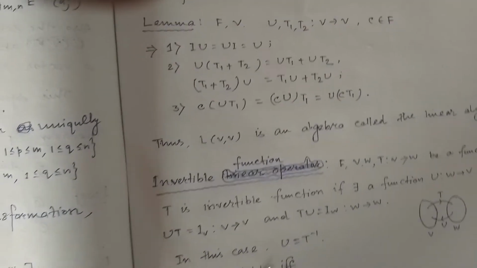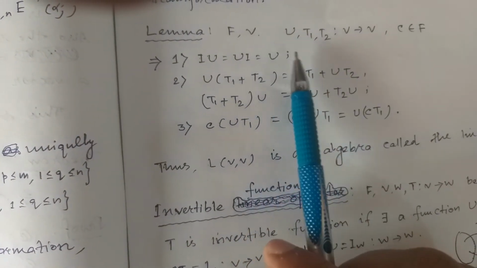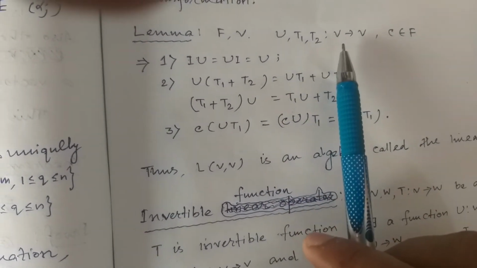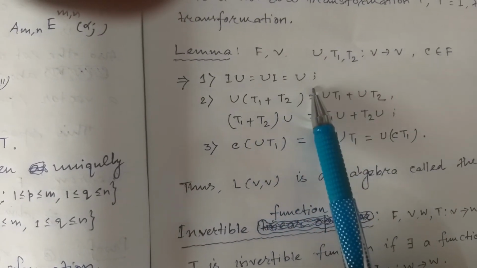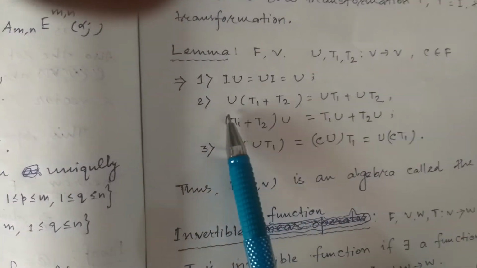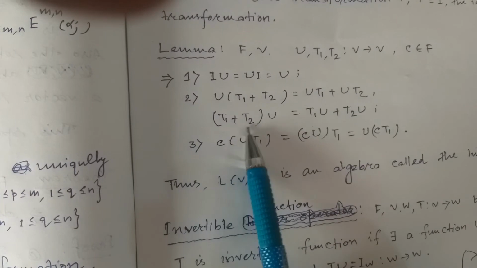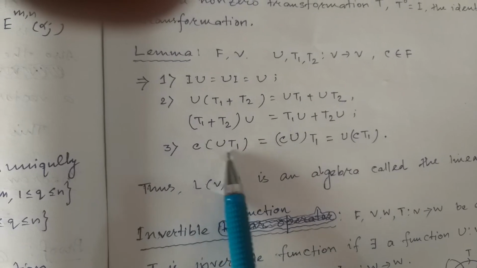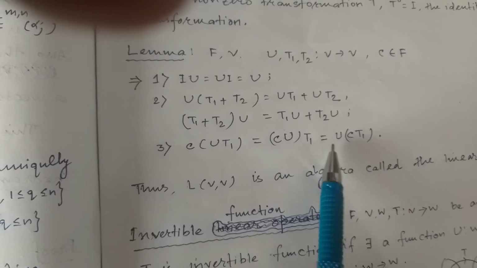We have this lemma: F be a field, V be a vector space, U, T1, T2 be 3 linear operators on V, C be an arbitrary element in F. Then number 1, IU equal to UI equal to U. You can prove it. U into T1 plus T2 equal to UT1 plus UT2, T1 plus T2 of U equal to T1U plus T2U, C into U of T1 equal to CU T1, plus U of CT1.